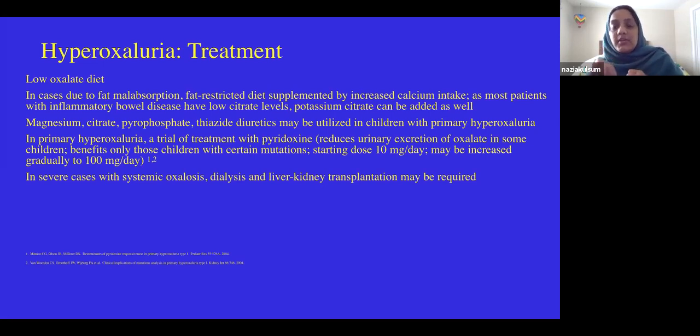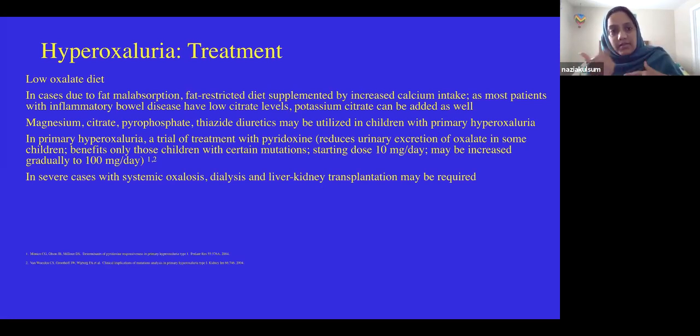You can use calcium with diet. For example, we ask these patients to take Tums or antacid immediately after diet, so that the calcium binds to the excess oxalate in the gut, and they poop it out rather than the oxalate getting absorbed into the blood and then binding to the calcium in the blood.